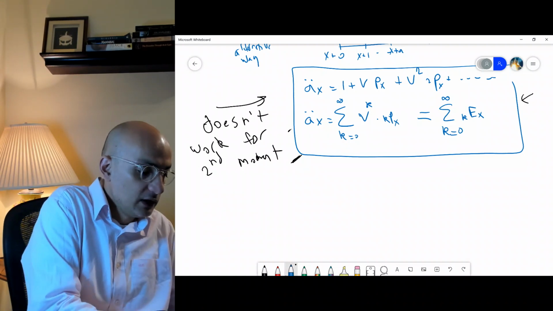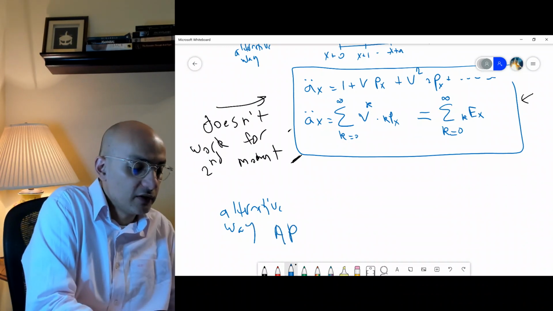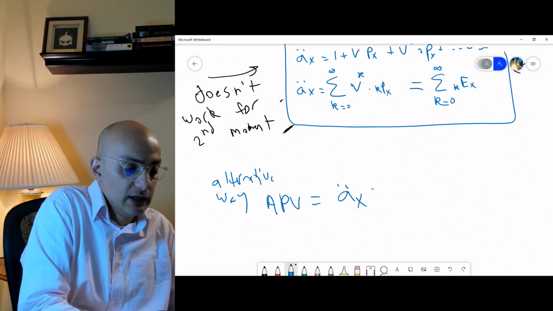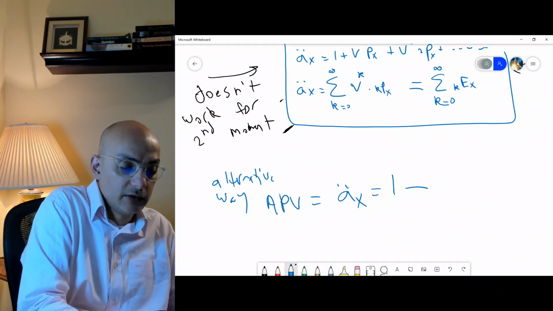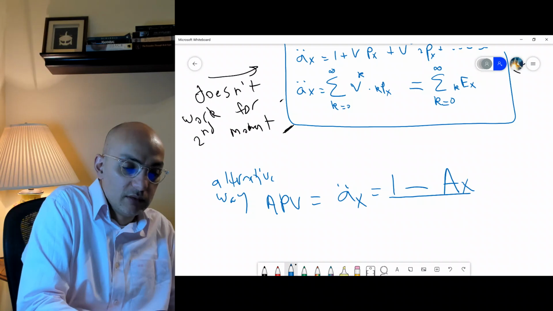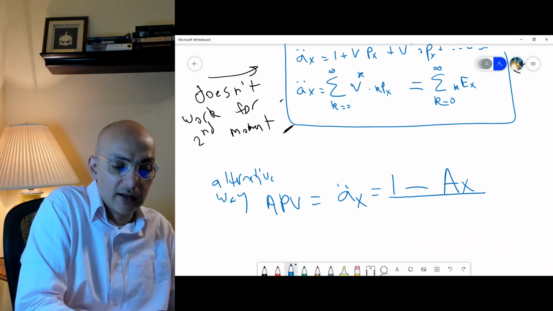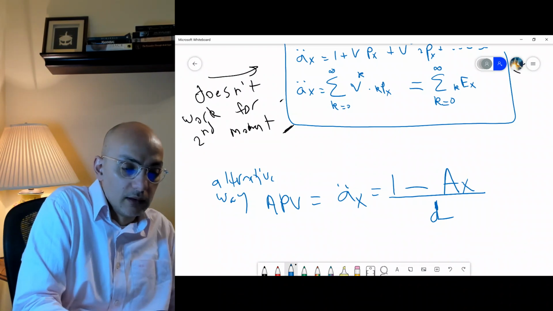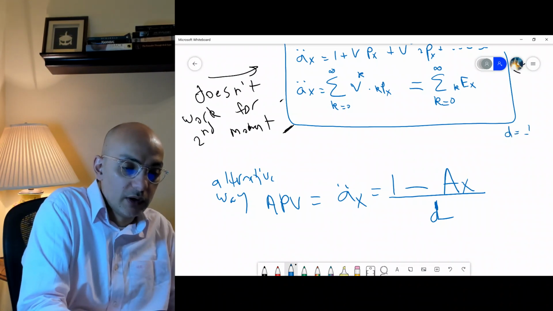So there is an alternative way. Again, what we are trying to do is to calculate the actuarial present value, which is ä_x. There is an alternative way, which is a very good way: ä_x equals (1 minus A_x) divided by d. This is discrete, there is no continuous case. Be careful here, because it is divided not by i or delta, it's divided by d. And d, always remember, is i divided by 1 plus i.